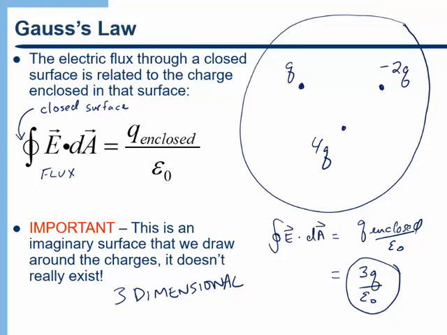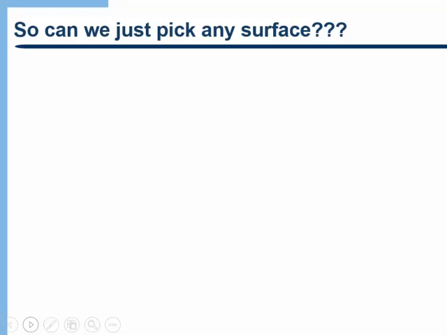However, that's actually not very useful. Really what we want to know, what we want to be able to solve for, is the electric field. That's what we want to know. So let's look at how we can use Gauss's law to solve for the electric field. Well, the first question in using Gauss's law is, if we want to solve for the electric field, can we really just pick any surface that we want? You'll notice here that I've just been drawing a surface however I want to.